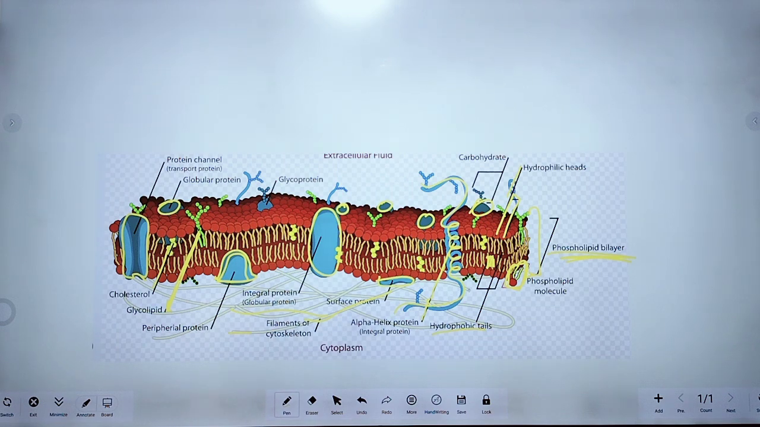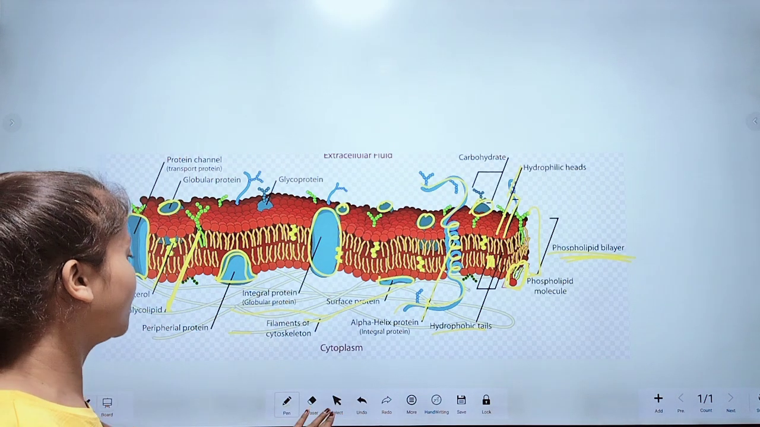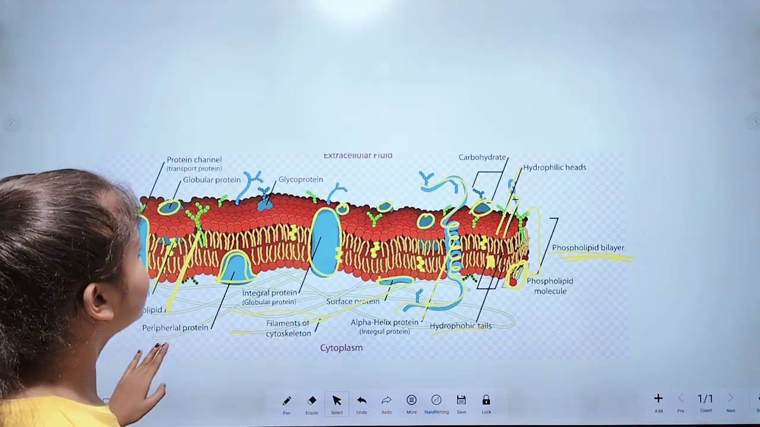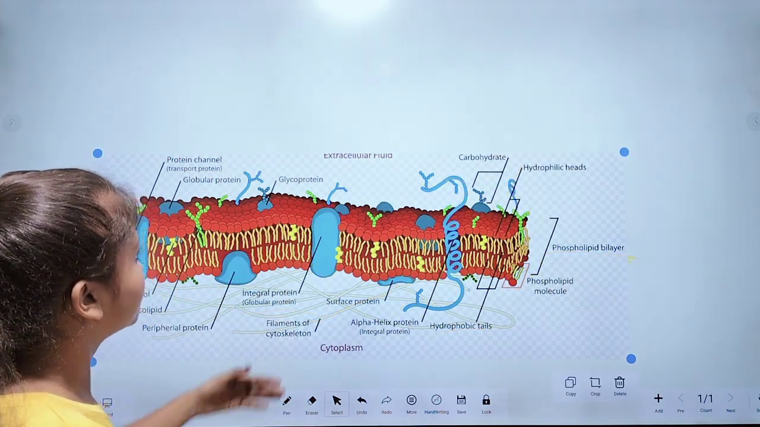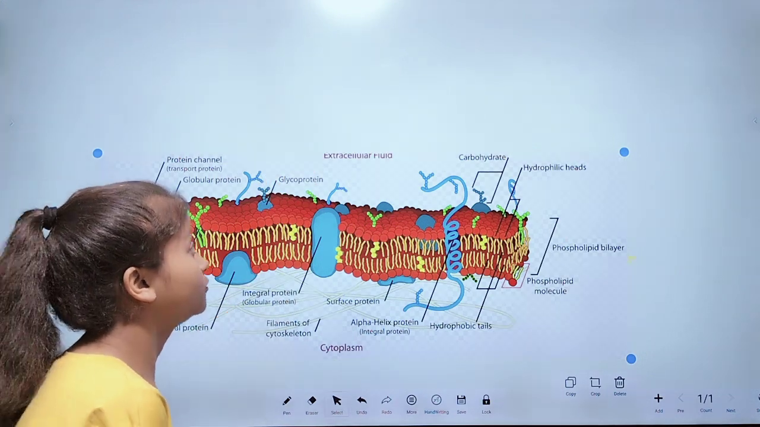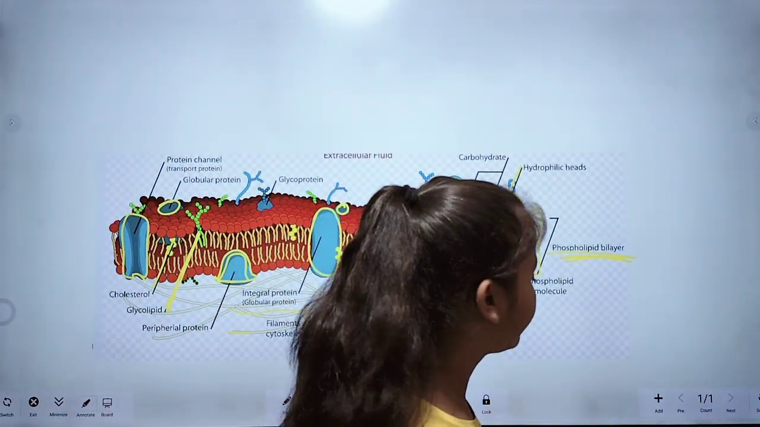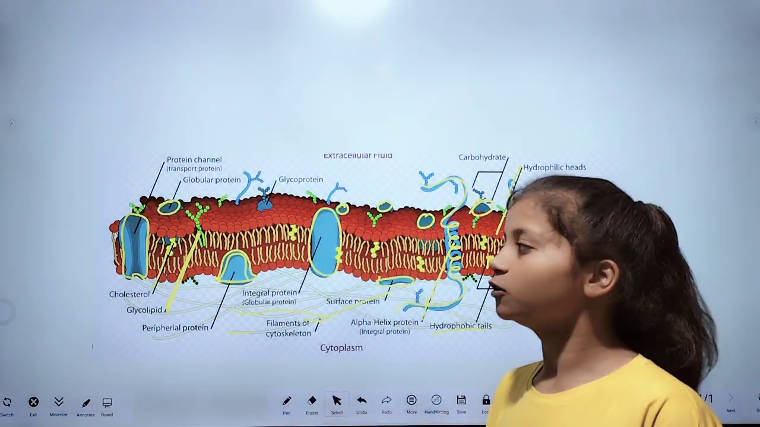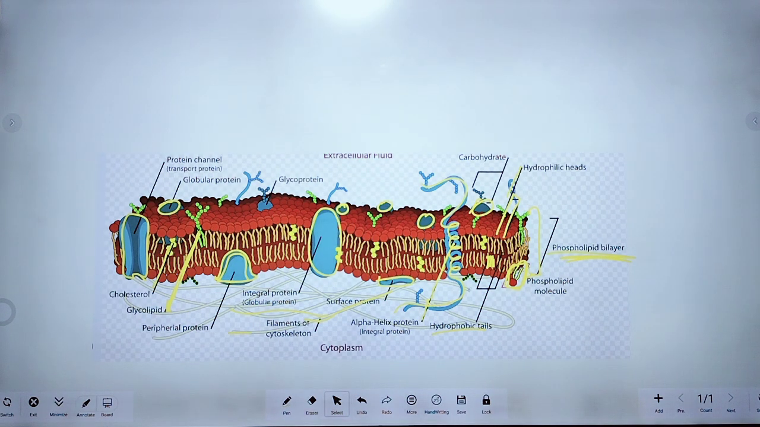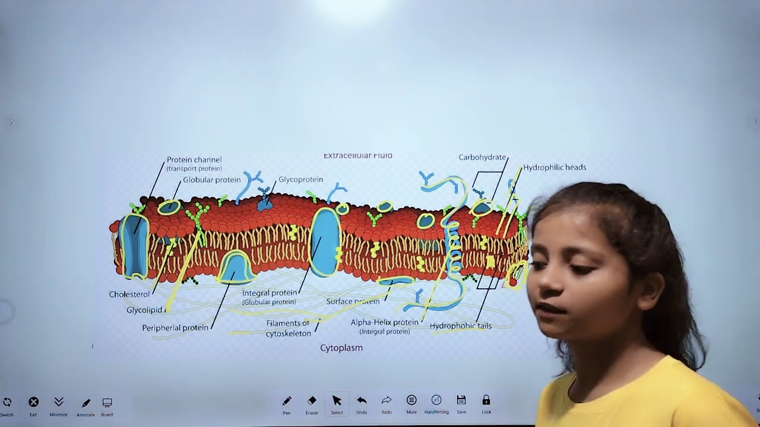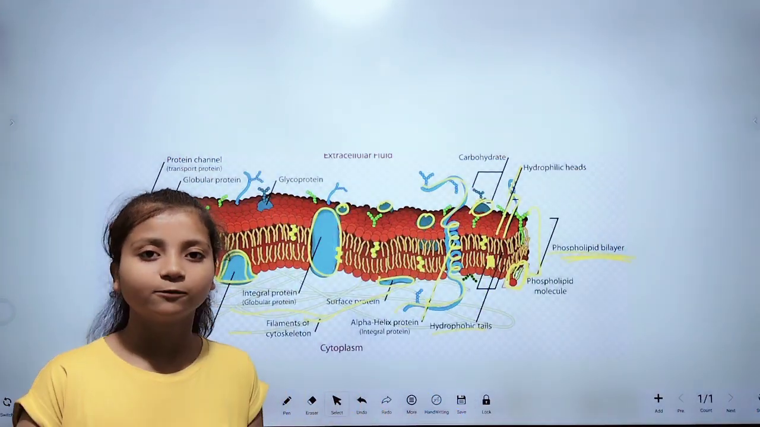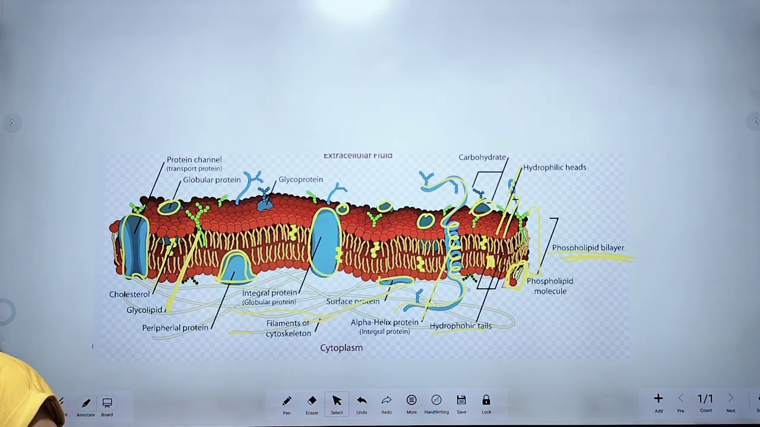Till here we have to only study the structure of the plasma membrane. These are the cytoplasm, and this one is the extracellular fluid. So this is about the fluid mosaic model. I hope you understand. Also, on the basis of their arrangement, proteins have two names, extrinsic protein and intrinsic protein. In this video we discussed the intrinsic protein. In the next video we will discuss the extrinsic protein and also the glycocalyx.